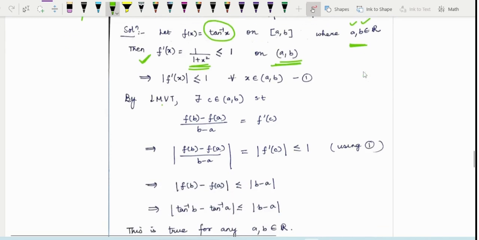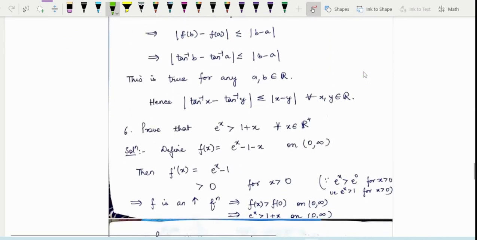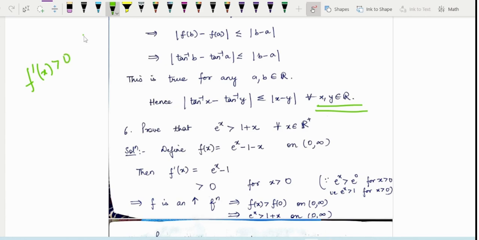But since this pair was arbitrarily chosen, this is true for any a and b in R, and hence we have mod of tan inverse x minus tan inverse y is less than equal to mod x minus y for every pair x, y lying in R. So that's how you use Lagrange's mean value theorem to prove inequalities. And this increasing decreasing criterion for the functions, that derivative positive means function increasing and the derivative negative means the function decreasing, is also a corollary to Lagrange's mean value theorem only.